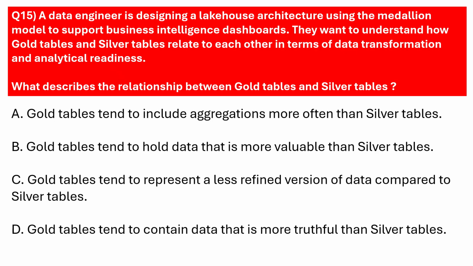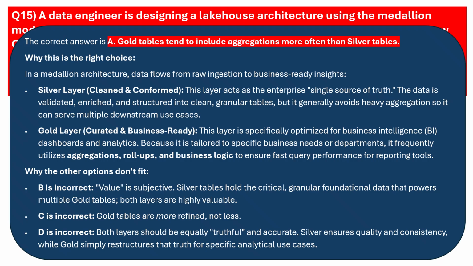A. Gold tables tend to include aggregations more often than silver tables. B. Gold tables tend to hold data that is more valuable than silver tables. C. Gold tables tend to represent a less refined version of data compared to silver tables. D. Gold tables tend to contain data that is more truthful than silver tables. The correct answer is A. Gold tables tend to include aggregations more often than silver tables.